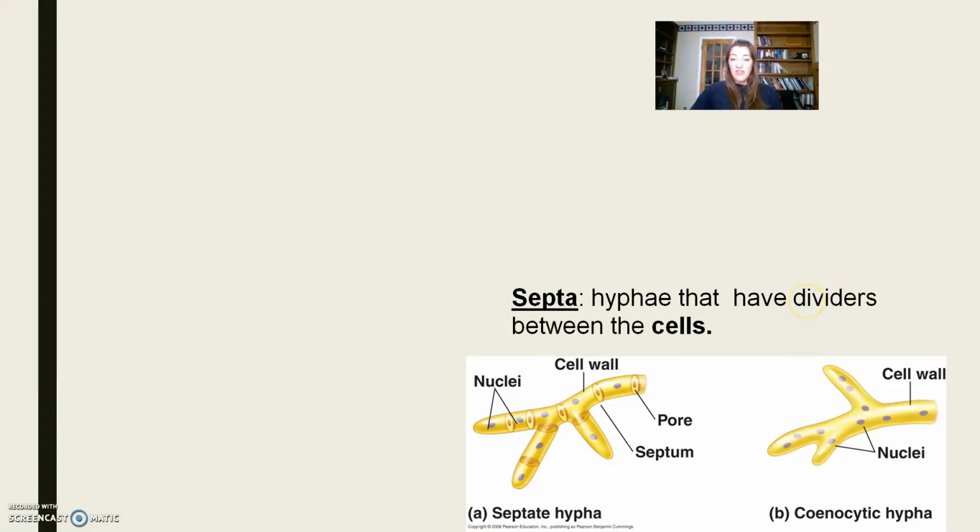So just to refresh, septa are the dividers between the cells of the hyphae. Right here, you can see the different nuclei, the cell wall, and these little discs in here. That's the divider of the septa. Some hyphae do not have septa, so just be aware of that.